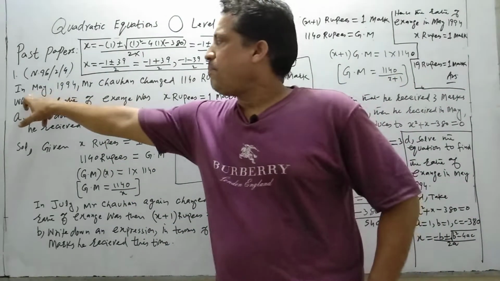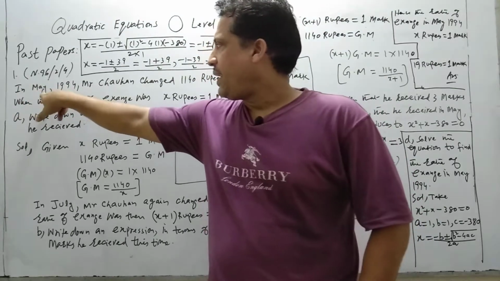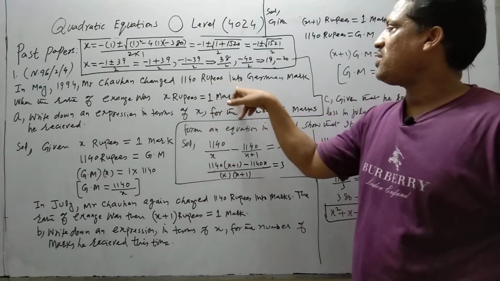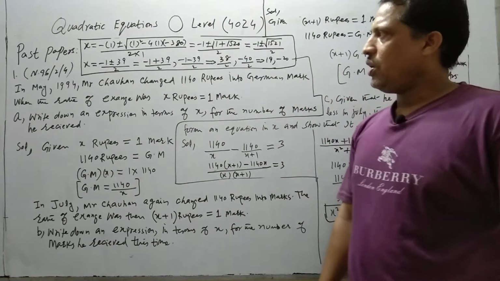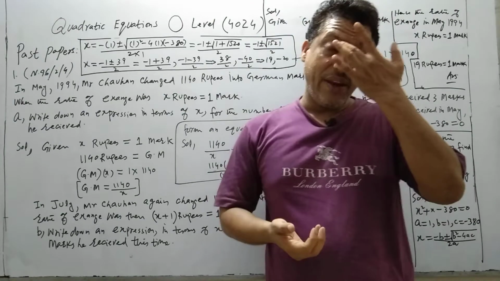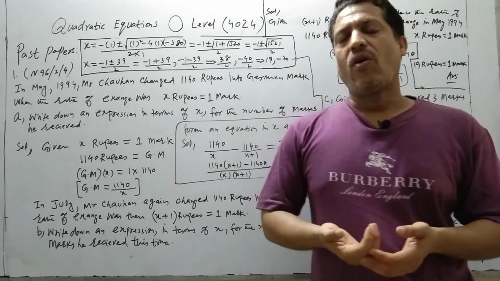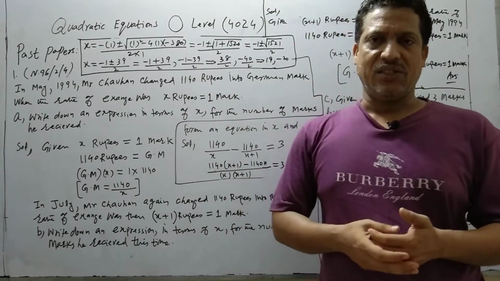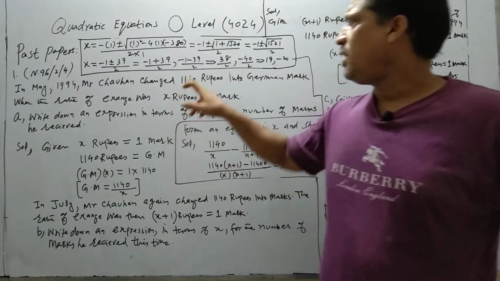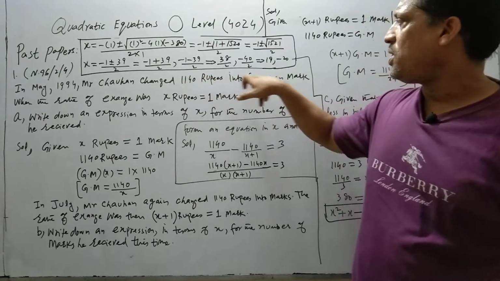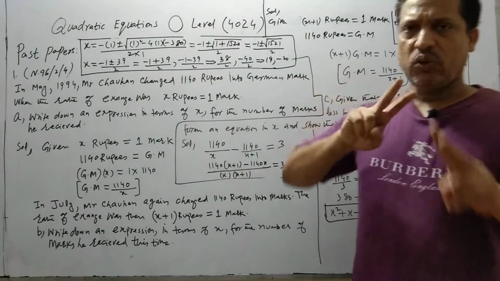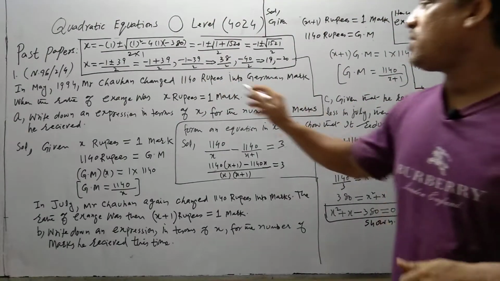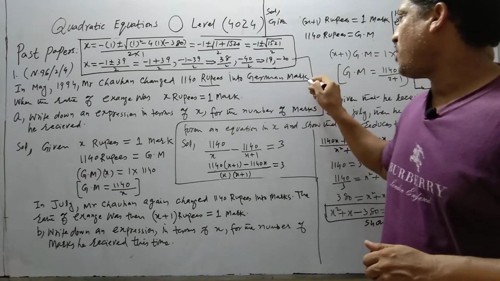Okay. This is the question: in May 1994, Mr. Chauhan changed 1140 rupees into German marks. Students, as you know, when we go to some other country, we always exchange our country's currency to that currency. So Mr. Chauhan changed 1140 rupees into German marks. So there are two currencies involved, one is rupees and the other is the German mark.